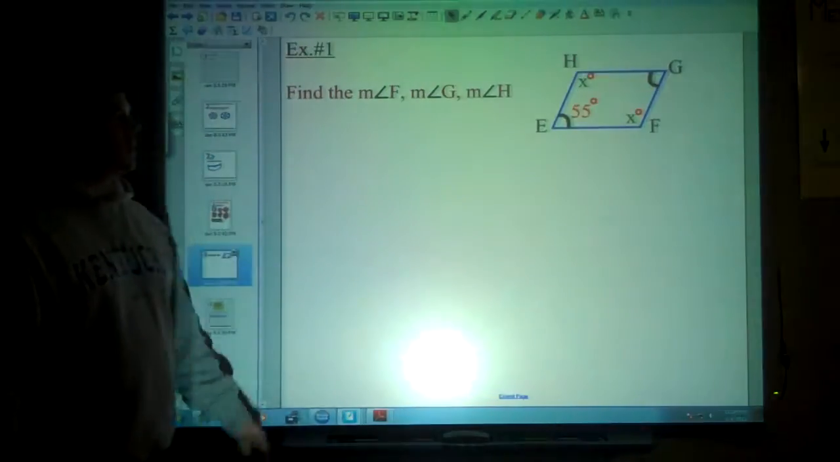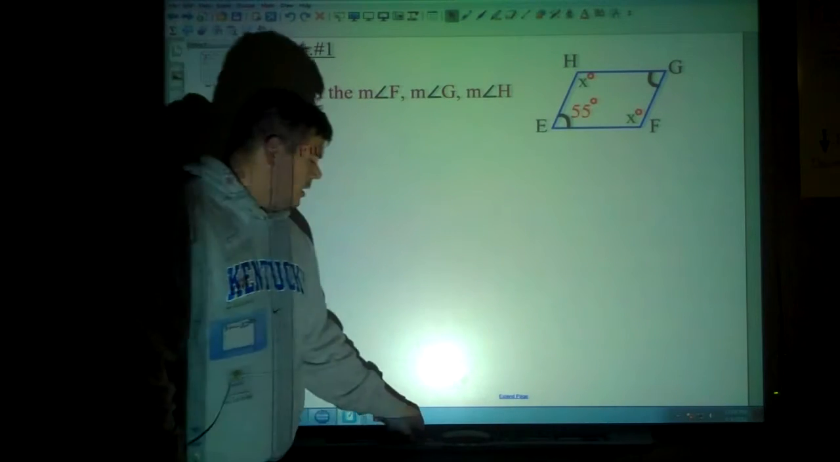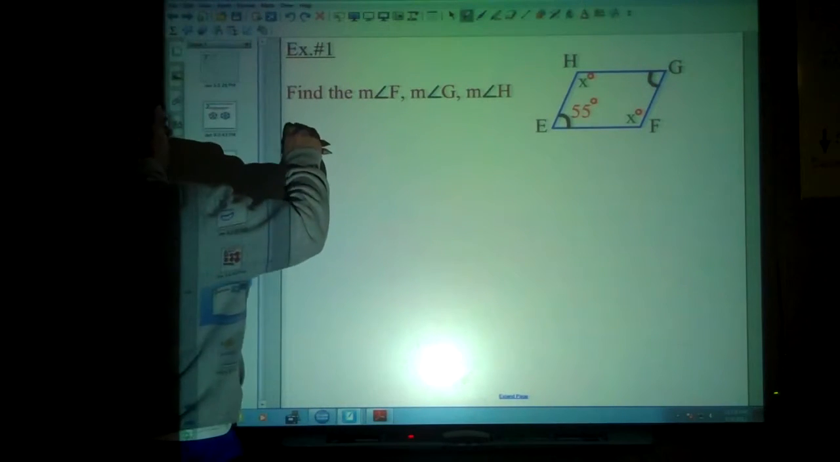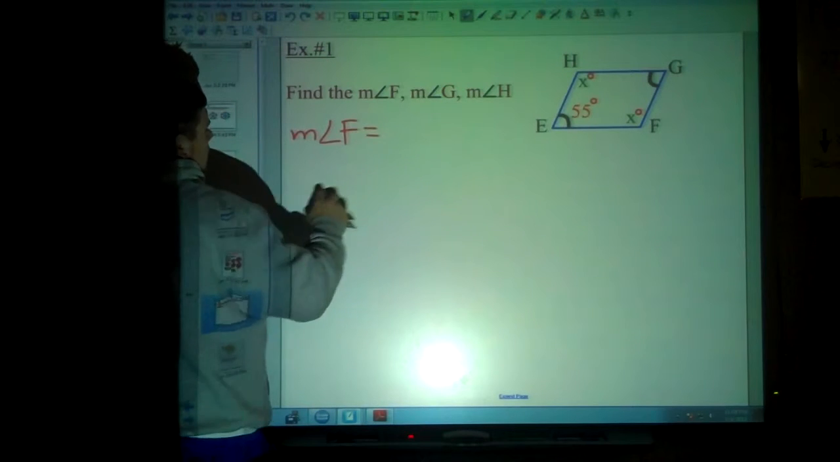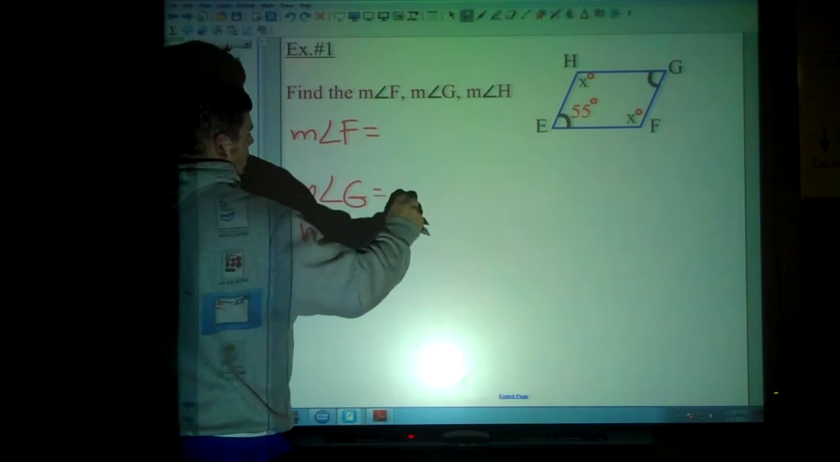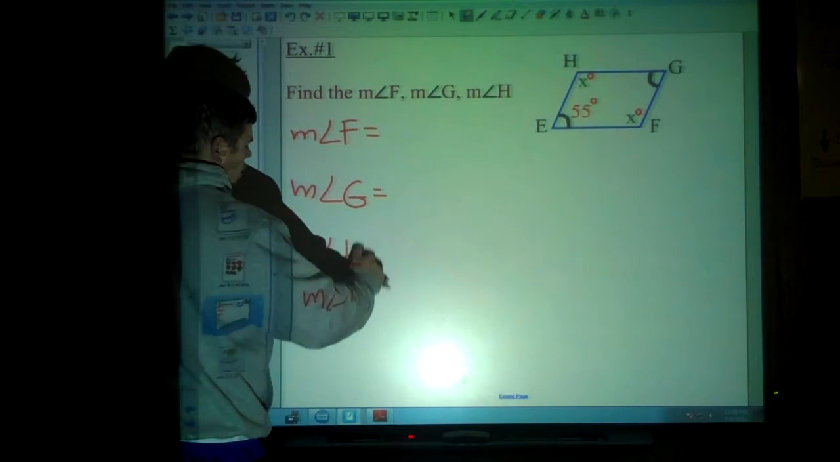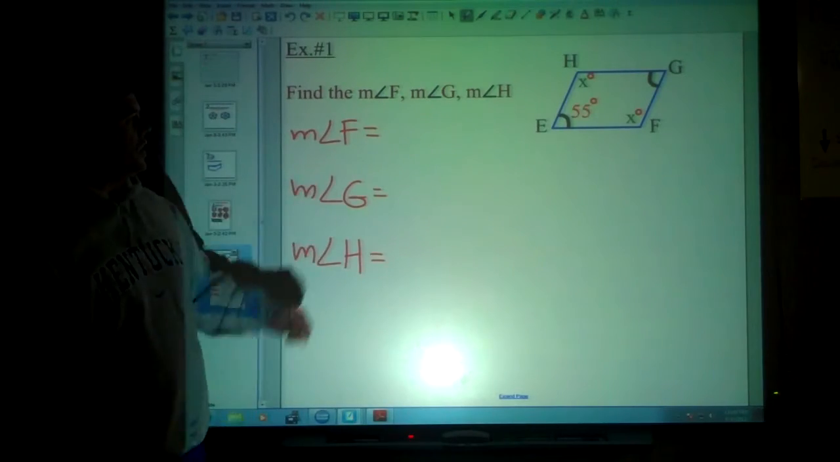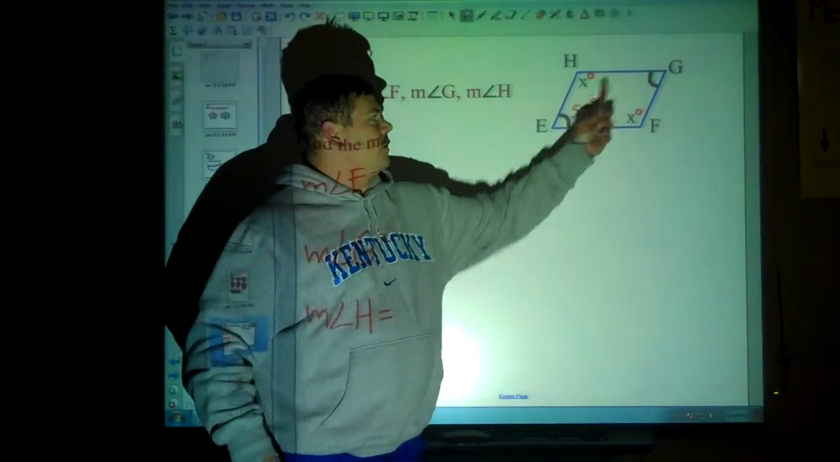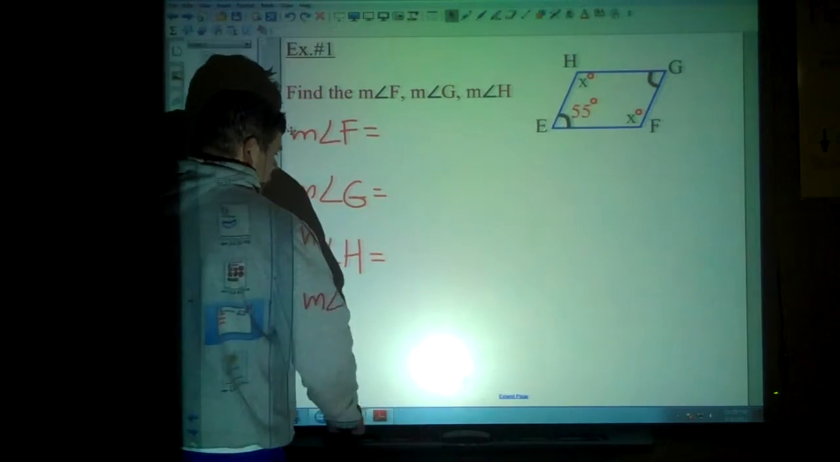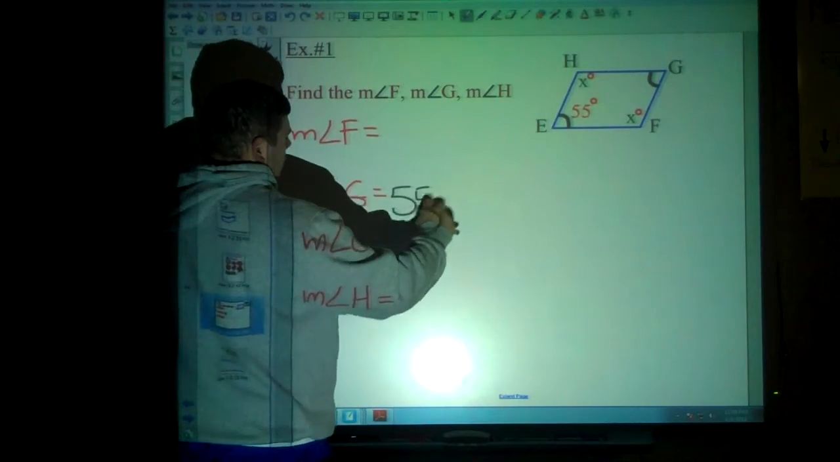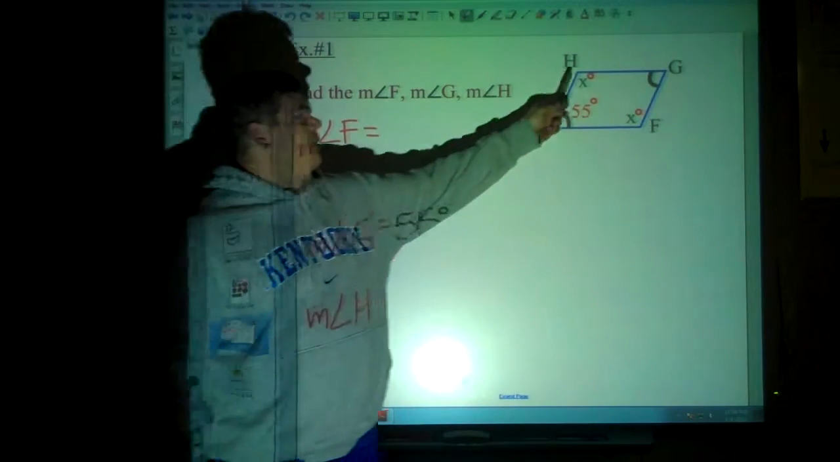So using that information, here we have a 4-sided shape. We're going to find the values, the measure of angle F, the measure of angle G, and the measure of angle H. Now G is the easiest because it has one arc here and one arc here. They have to be the same. So that means that G has to be 55 degrees. X and X are obviously the same.